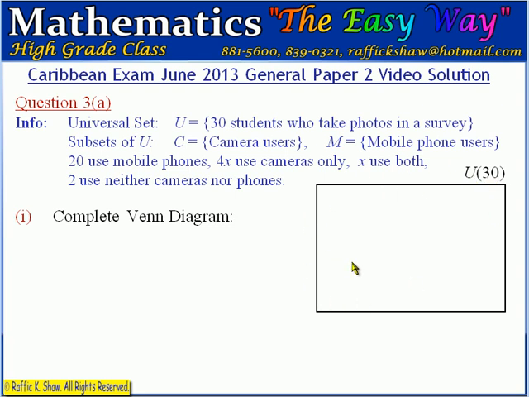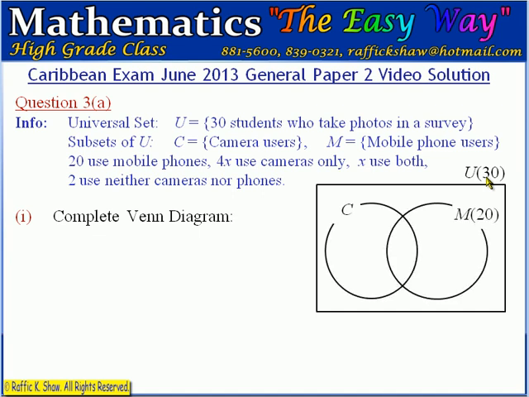The number of students in the universal set is 30, and so this rectangle, which represents the universal set, has 30 students in total. The two subsets of the universal set are C, representing the set of camera users, and M, representing the set of mobile phone users. We are told that 20 students use mobile phones, and so the total in the subset M would be equal to 20. Here we would have students who use mobile phones only, and here we would have students who use both mobile phones and cameras to take the photographs. And so the total in the mobile phone users would be equal to 20, as the information stated here.